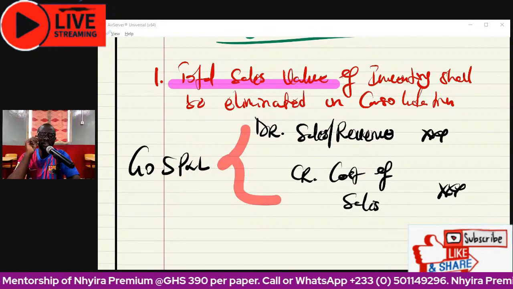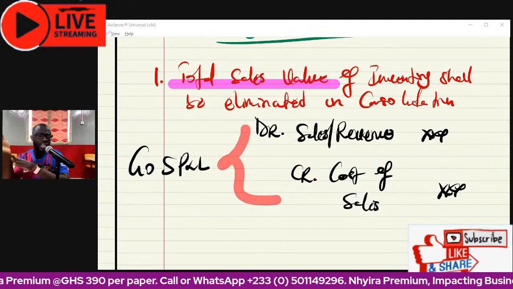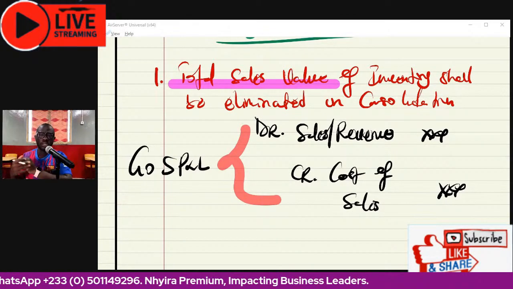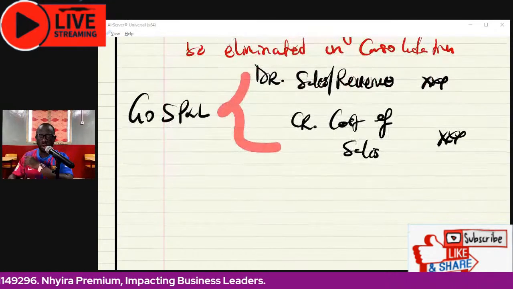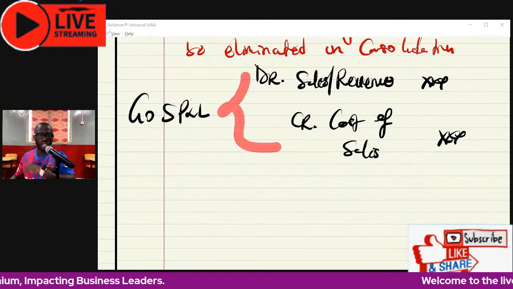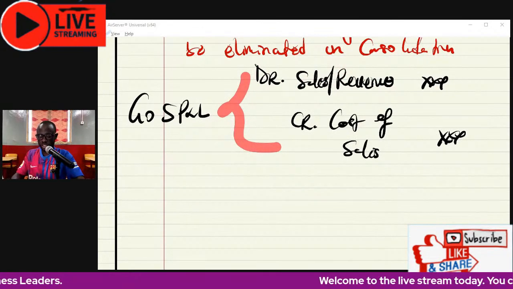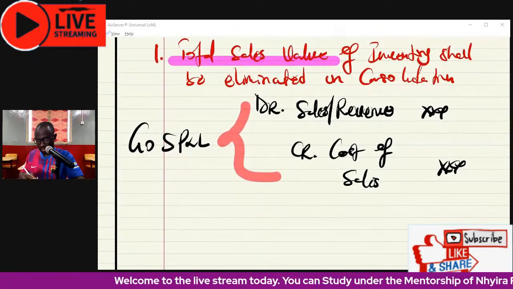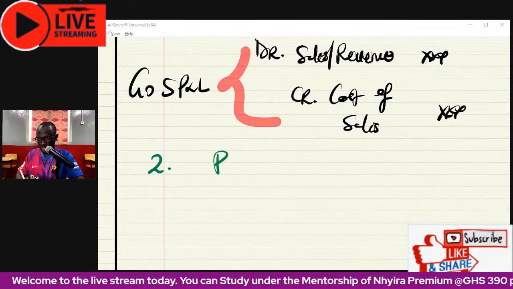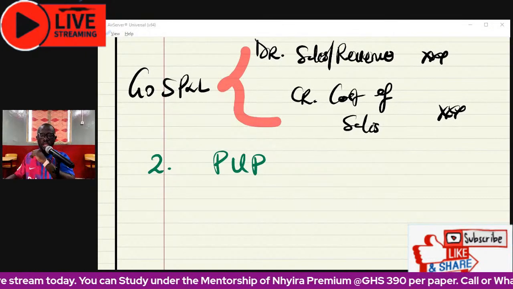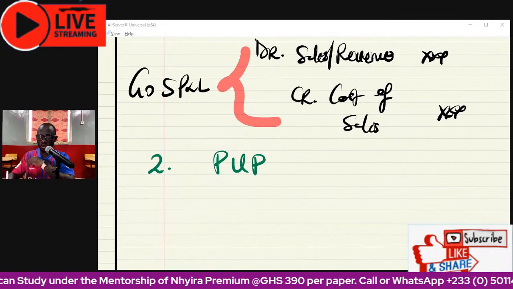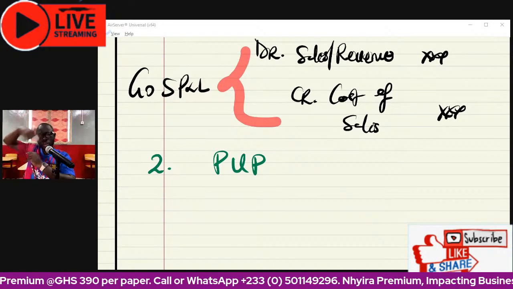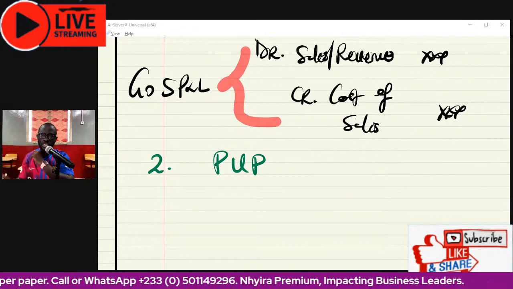But then what happens is that at the reporting date, it is likely that the one who bought the goods, be it the parent or the sub, there is going to be unsold inventories or even goods in transit. So the second thing, number two, is that there will be provision for unrealized profit. Now, why the concept of provision for unrealized profit? Because even though the transaction has taken place, on the group level, the sales has not occurred.